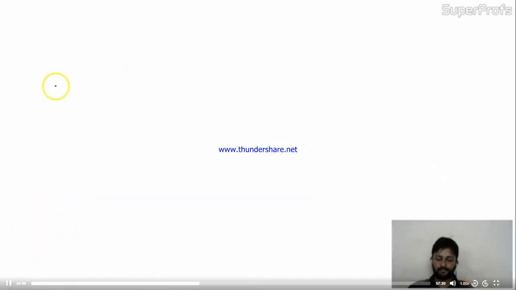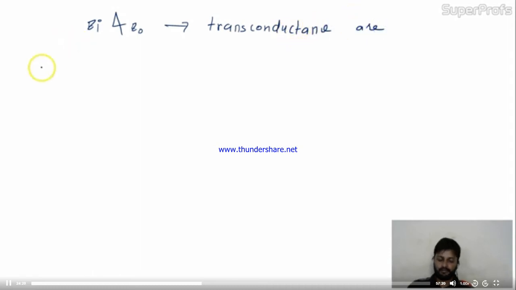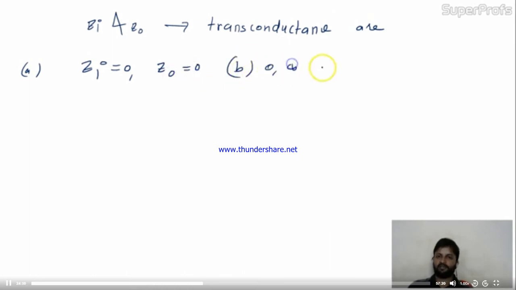The question is the input impedance Zi and the output impedance Z0 for ideal transconductance. For ideal transconductance, your options are given: option A is Zi 0 and Z0 0. Option B is given 0 and infinity. Option C is given infinity and 0. Option D is given infinity, infinity.